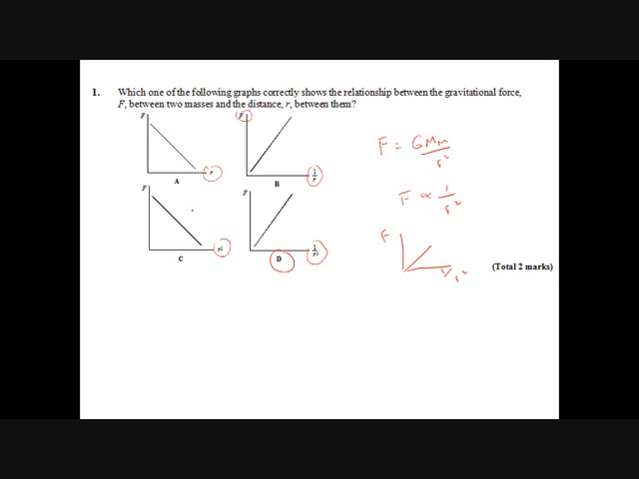Don't be confused, the most common mistake is this one, but of course if you plot F against r squared, that will be an inverse relationship, but that looks something like this, not a straight line.